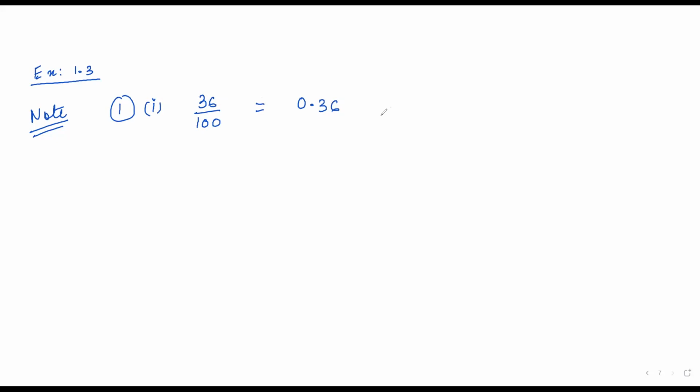Now, is it terminating or non-terminating? Terminating. So you're right. When it is terminating, nothing else you need to write.